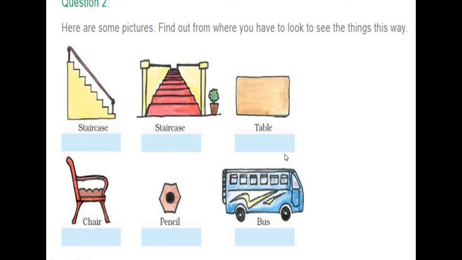This is another question for you. Here are some pictures. Find out from where you have to look to see the things this way. See, this is a staircase. This is also a staircase, but what is the difference? In both the staircases, the view is different. This is a table, this is a chair, this is a pencil, and this is the bus.